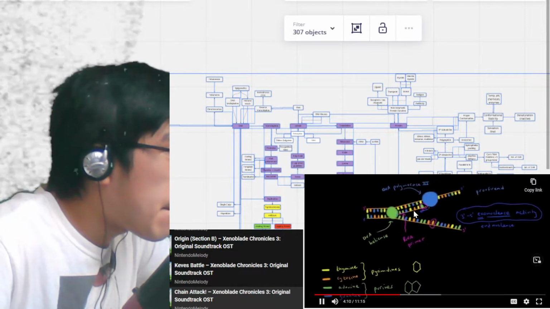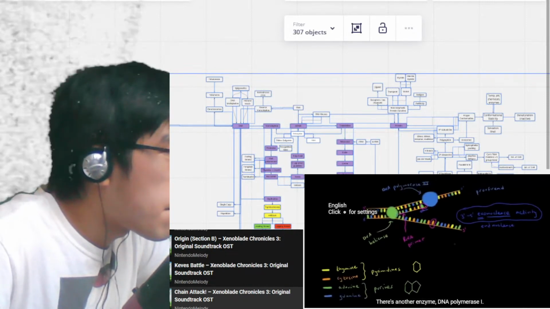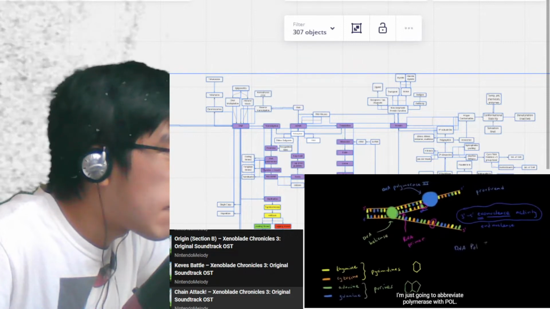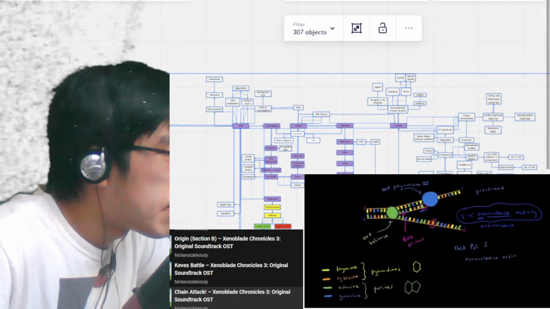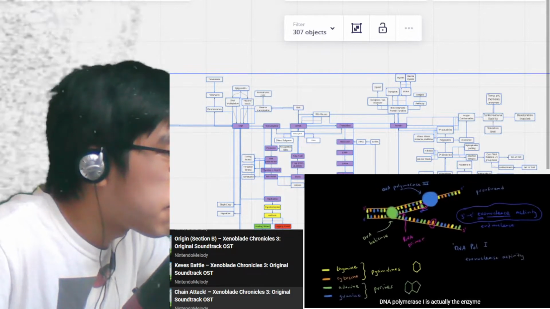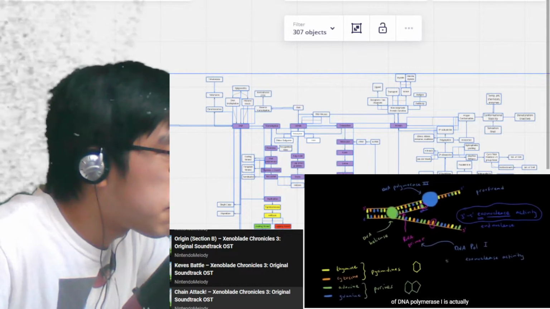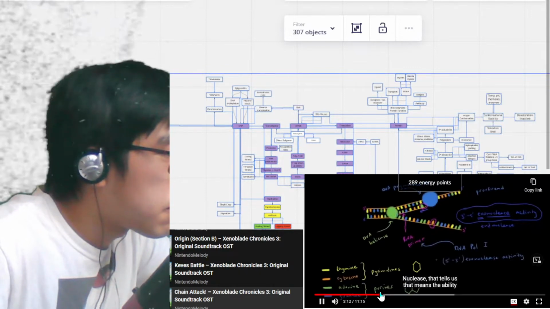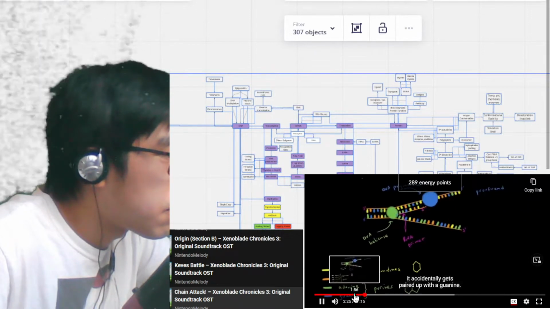When DNA polymerase 3 makes that correction, it has to move backwards in the 3' to 5' direction in order to do that. There's another enzyme, DNA polymerase 1, which I'm going to abbreviate polymerase with POL. DNA polymerase 1 also has exonuclease activity. DNA polymerase 1 is actually the enzyme that will remove the RNA primer at the end of replication. And just as a side fact, the exonuclease activity of DNA polymerase 1 is actually in the 5' to 3' direction.